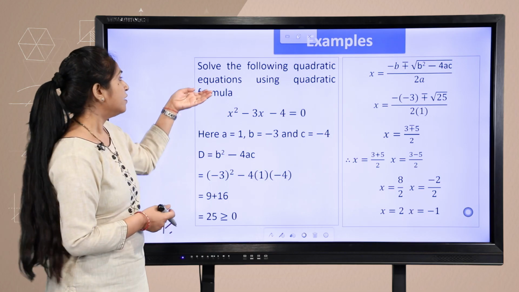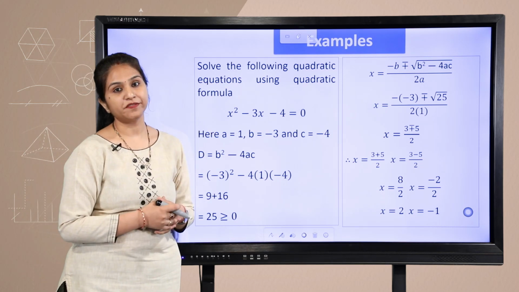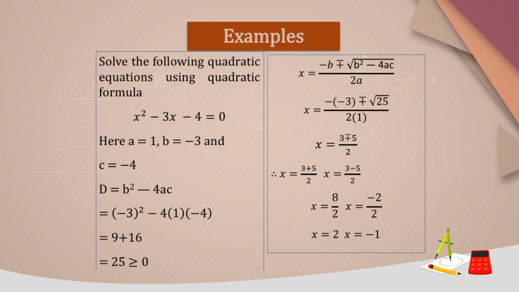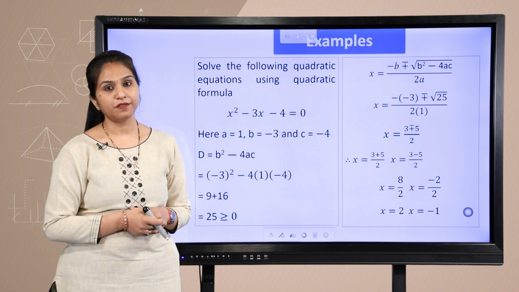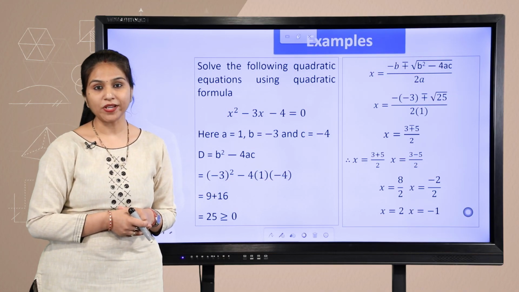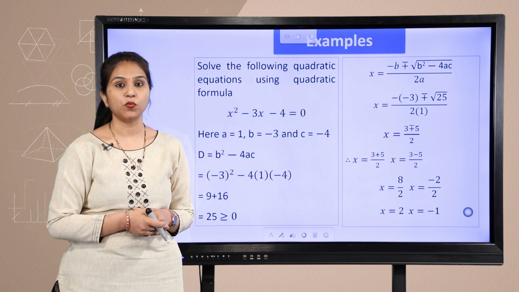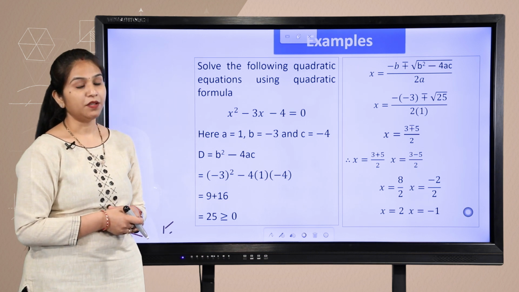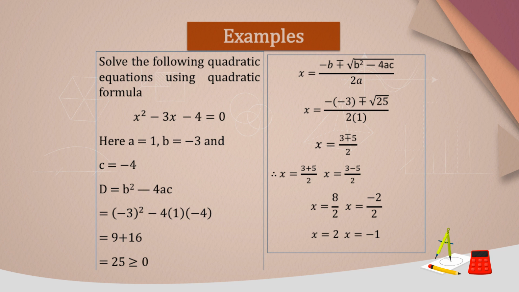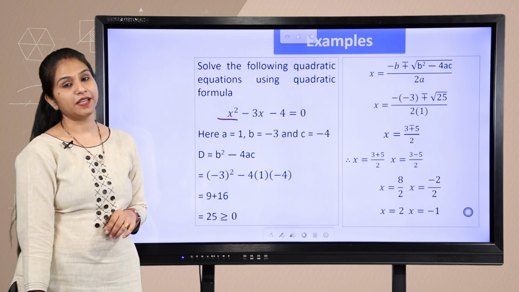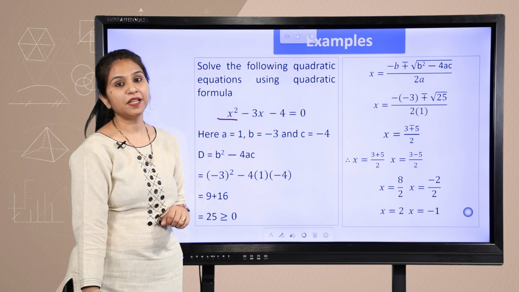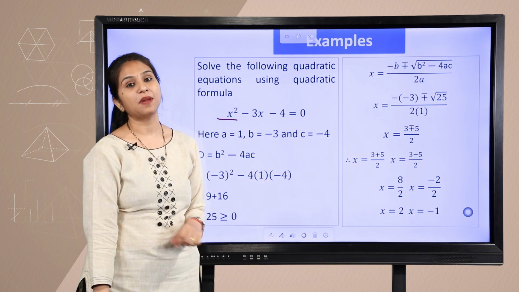Example 1. Solve the following equation. The equation given to you is x square minus 3x minus 4 equals 0, by using the quadratic formula. So children, first of all, you need to compare this equation to the standard form of the equation, that is ax square plus bx plus c equals 0. On comparing, you can see there is no coefficient written for x square, so the value of a is 1. The value of b is minus 3 and the value of c is minus 4.